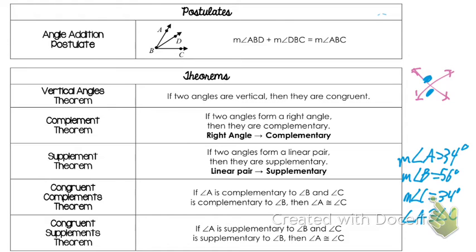Does that make sense? There's literally no other way it could be besides those being equal in measure and thus congruent. As long as we have this setup where angle A and C are both complementary to the same angle, they have to be congruent to each other. This one says the same thing, congruent supplements theorem. If two angles are supplementary to the same third angle, they're congruent to each other. Same idea, but with numbers adding to 180 instead of 90.